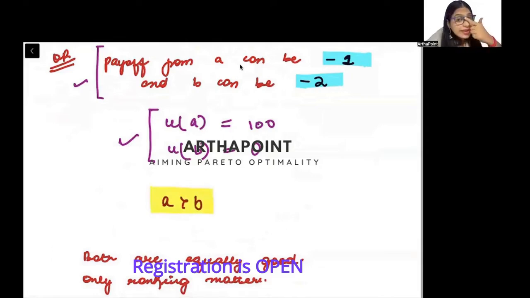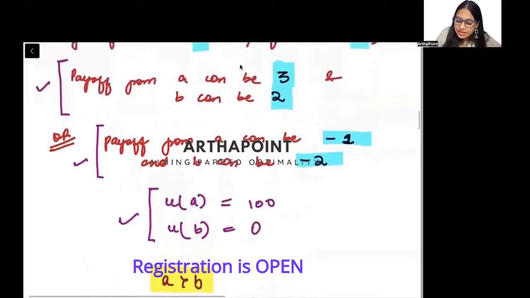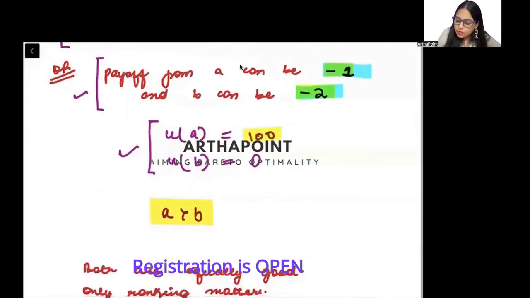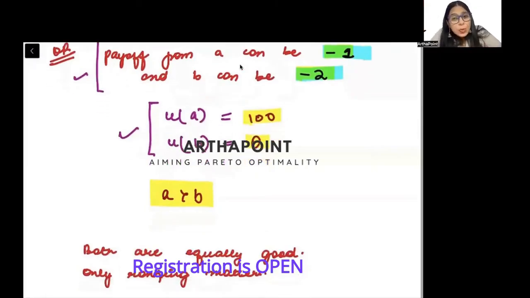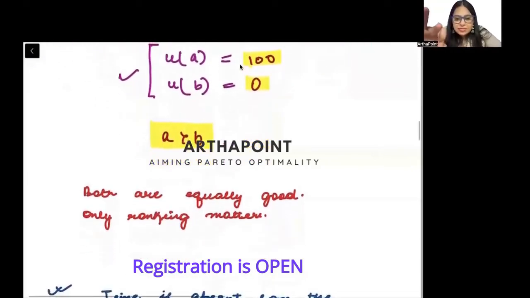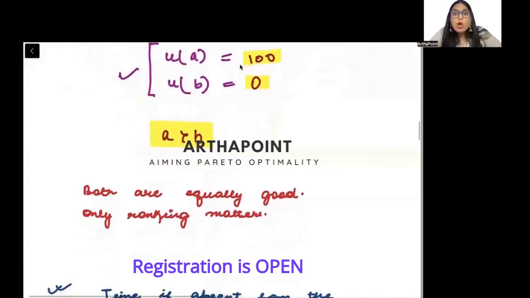Right? So it does not matter to me. मुझे कोई फर्क नहीं पड़ रहा whether A is given a payoff of 3 and B 2. ये बताता है मुझे A is preferred over B. Whether A is given a payoff of -1 and B -2. This also tells me A is preferred over B. Or whether A is given a payoff of 100 and B 0. This also tells me A is preferred over B. So all these three are equally good to me. I am concerned with ranking and I am not concerned with the payoff.